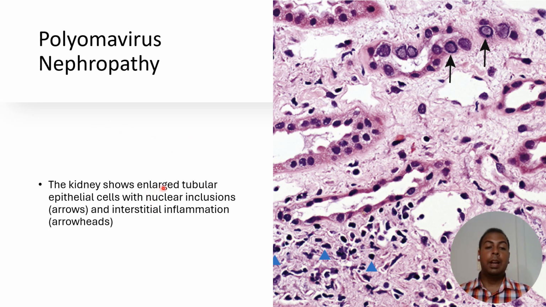You would see enlarged tubular epithelial cells with nuclear inclusions and interstitial inflammation. So in this hematoxylin and eosin stain section taken from a patient with polyomavirus nephropathy, you could see the tubular epithelial cells here have these nuclear inclusions, which are typically representative of viral infections. And also you could see there's widespread interstitial inflammation present in the kidney.